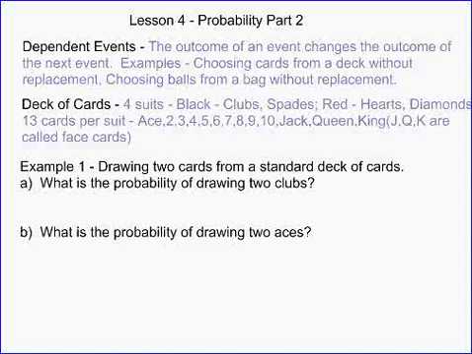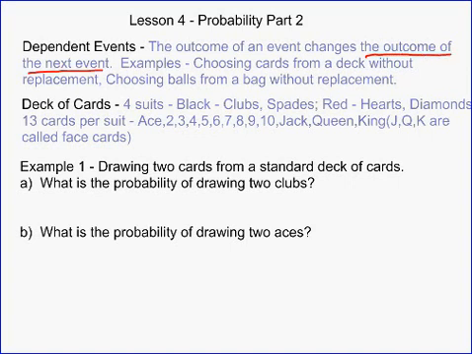Okay, in part two of our lesson on probability, we're going to talk about what are called dependent events. Remember, independent events were like rolling dice, where one roll had nothing to do with the next roll. Well, dependent is the exact opposite. The definition we give here is that the outcome of an event changes the outcome of the next event. So once something happens, it changes what's going to happen in the next event.